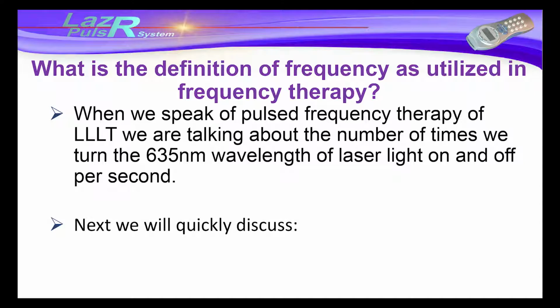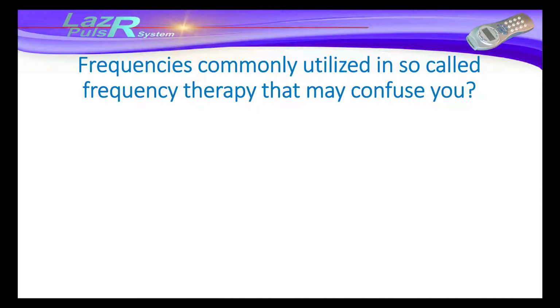Next, we will discuss what frequencies are commonly utilized in so-called frequency therapy that may confuse you. First, we have superpulse lasers. These lasers have a built-in pulse mechanism that's like a strobe light. These laser diodes pulse very high watts of power for very short periods of time. From what I've seen, these pulses of energy can be in the range of 2 nanoseconds to 200 nanoseconds long, and usually around 100 pulses per second.